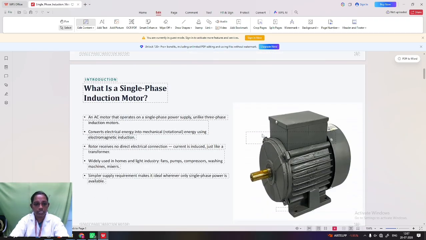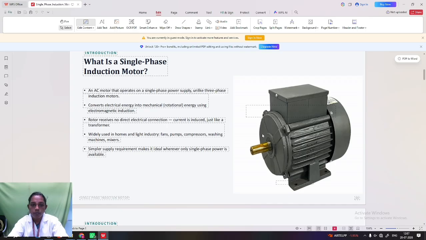First, what is a single phase induction motor? Based upon the supply, motors are classified into two types, DC motor and AC motor. The AC motors are classified into two types based upon the type of AC, whether it is three phase or single phase. If we use single phase, it is called a single phase AC motor. Three phase means a three phase AC motor.